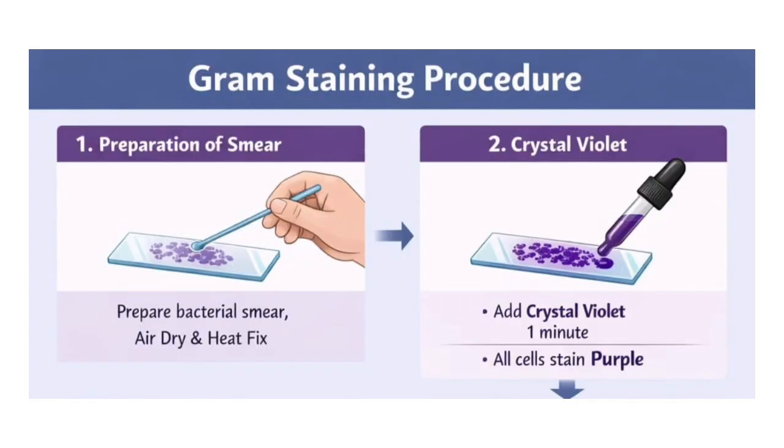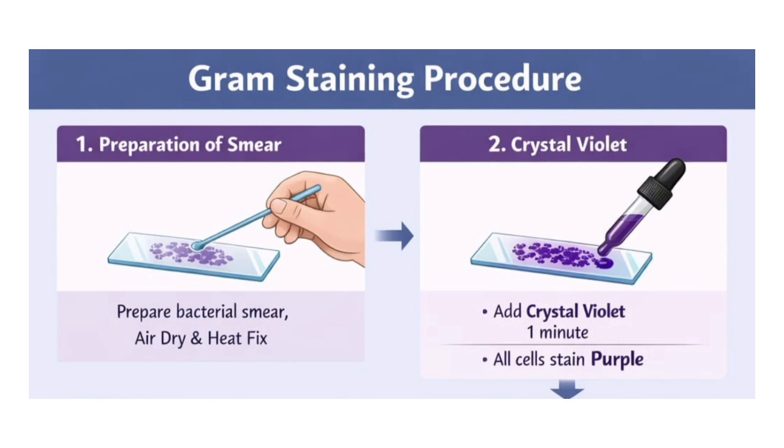Now we will perform the procedure. How will we perform this staining procedure in laboratory conditions? Step 1, we have to prepare the smear. For the smear preparation, we have to take a clean, grease-free glass slide, take a drop of sterile water and place it onto the slide. Using a sterile loop, we have to transfer a small amount of bacterial culture and spread it to form a thin and uniform, even smear. Allow the smear to air dry completely.